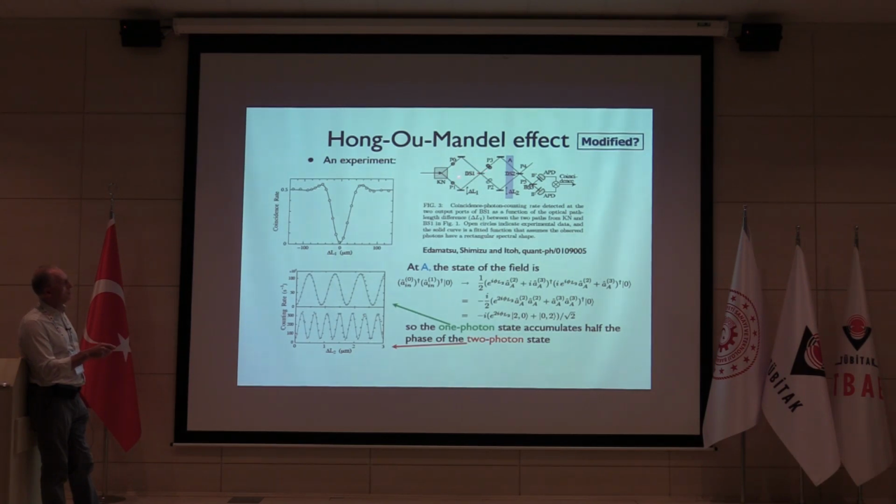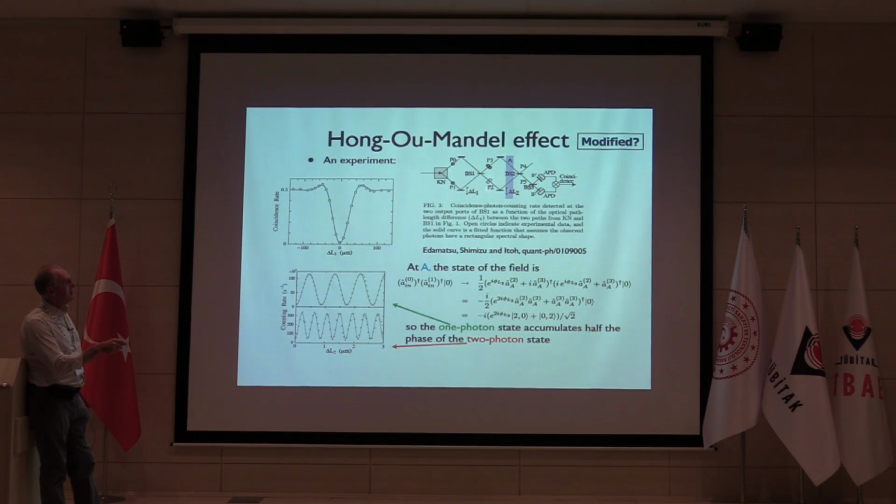If these two photons arrive at the beam splitter indistinguishable, we will have this nice Hong-Ou-Mandel dip. And in the middle, you see, it's very high quality. It's really like 2002 on both outputs right here.